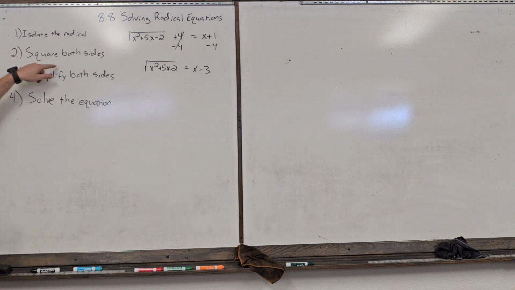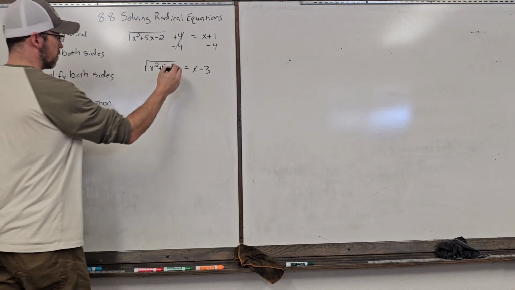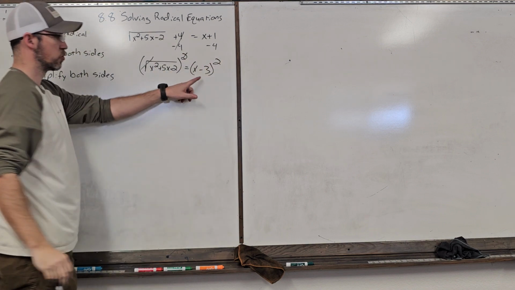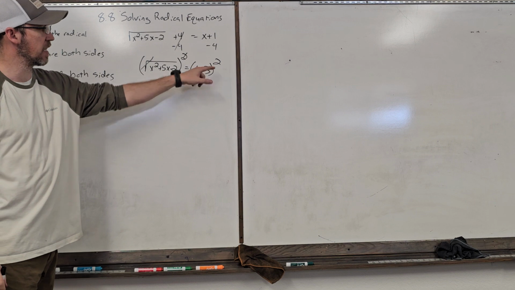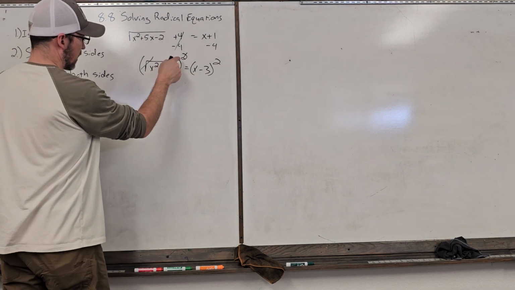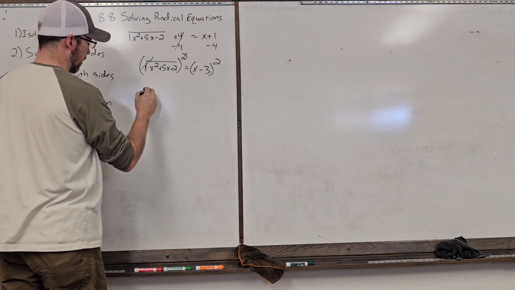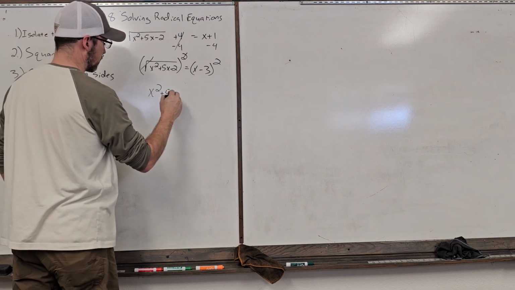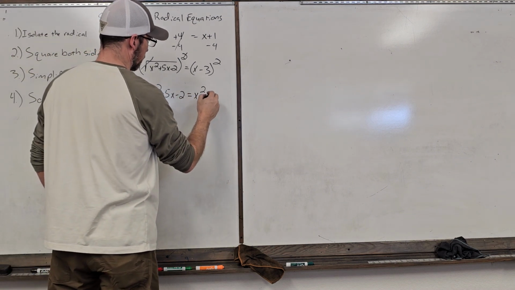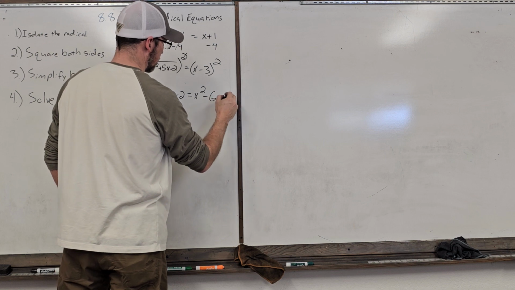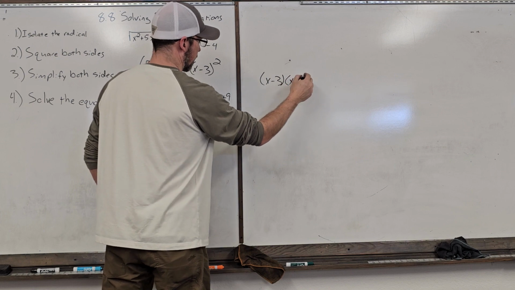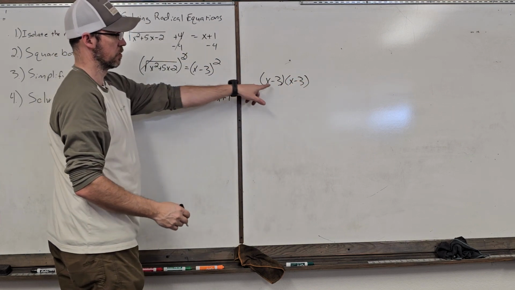Step 2, square both sides. I want to get rid of this radical. Here's where we often make a mistake. If I square this side, I have to square the whole thing, which means I'm about to have to FOIL that. This side, the radical and the squared cancel each other out, leaving me with x squared plus 5x minus 2. This side, I'm going to get x squared minus 6x plus 9, and the way I got that was x minus 3 times x minus 3, because that's what it means to square something.